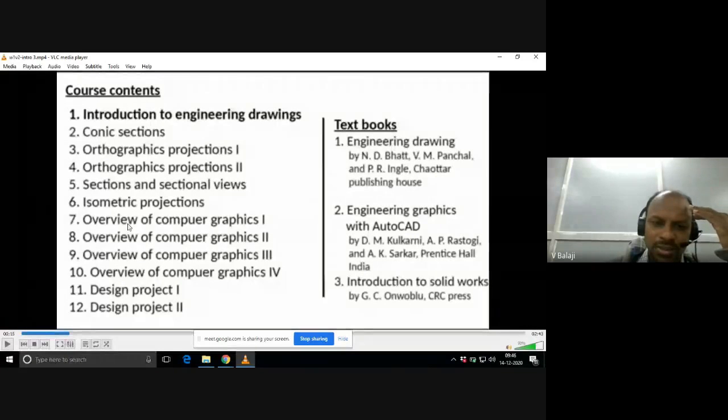So this is the overall picture of what I'm going to explain. But these 1 to 12 are different aspects. Anyway, we are having only 5 units, combining and splitting all those 12 modules into 5 units. Don't worry.